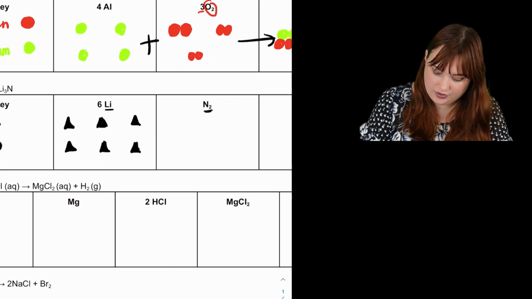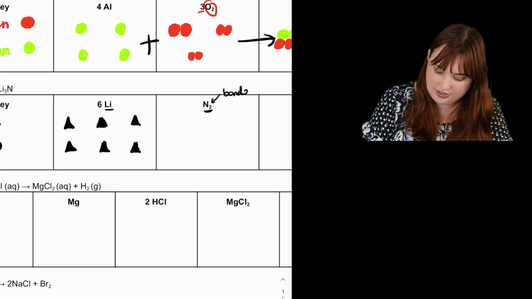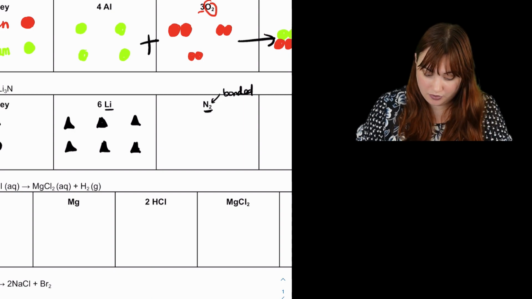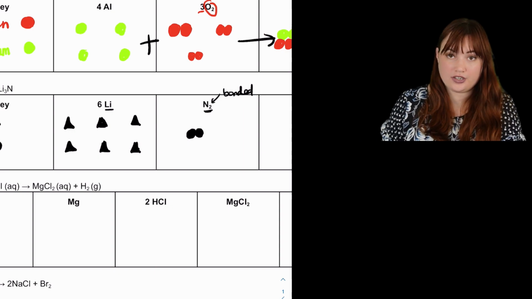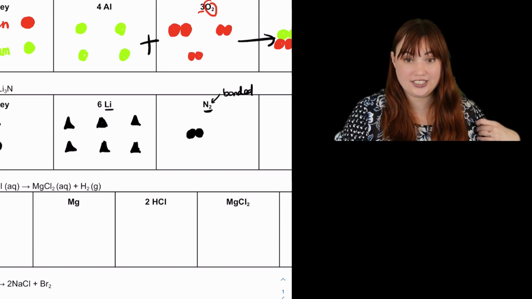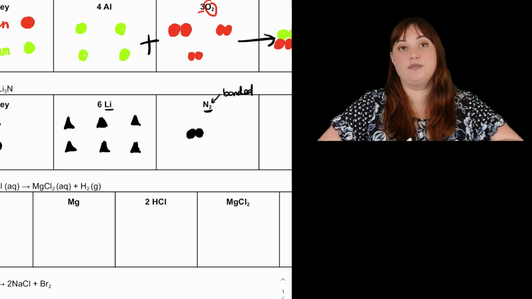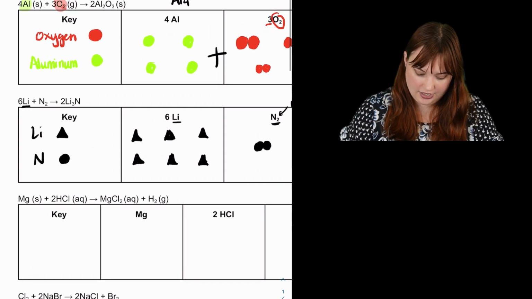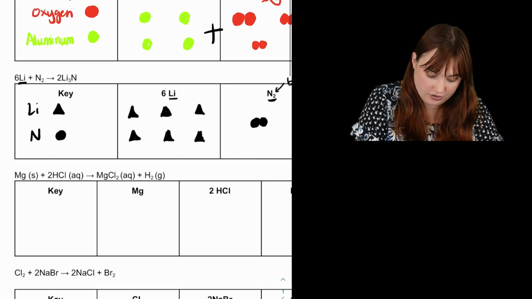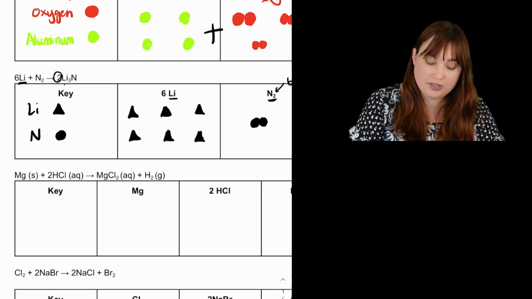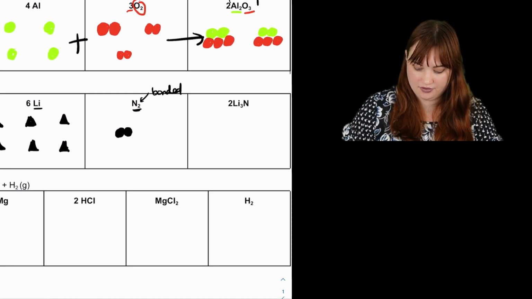And N2, this means bonded. And I only need 1 of those. Nitrogen bonded to another nitrogen. They're stuck together because of that subscript that tells me they're bonded. Now, what does this create? This creates 2 molecules, or 2 compounds, that have 3 lithiums and 1 nitrogen.